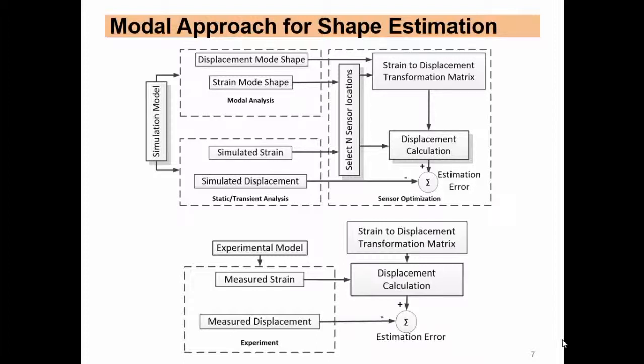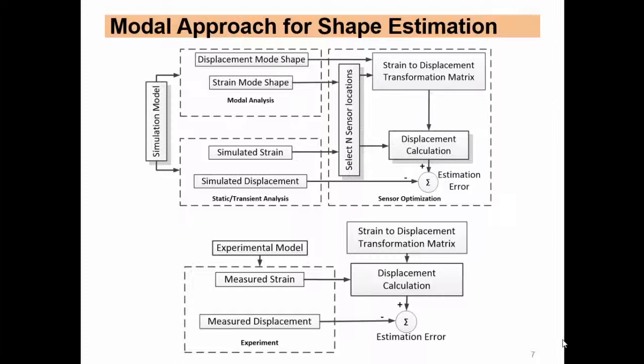Then in the simulation itself, we will do the static and transient analysis, and using these we will calculate the displacement, and we will estimate how much is the error for a particular set of sensor locations. And if the error is more, we will again select another location, but further slides will explain how.